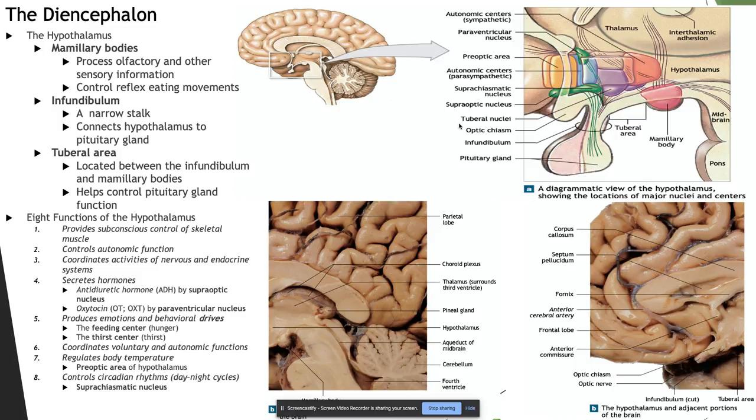So 2, the control of autonomic functions. The hypothalamus adjusts and coordinates the activities of autonomic centers in the pons and the medulla oblongata that regulate heart rate, blood pressure, respirations, and digestive functions. 3, the coordination of activities of nervous and endocrine systems.